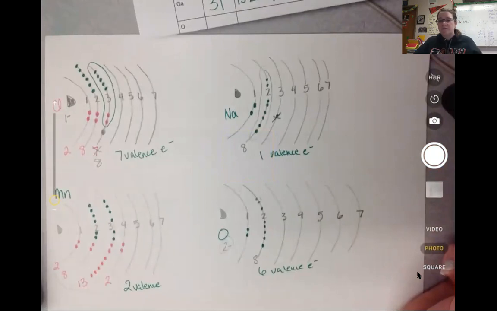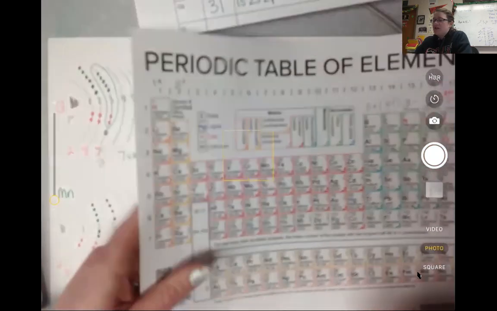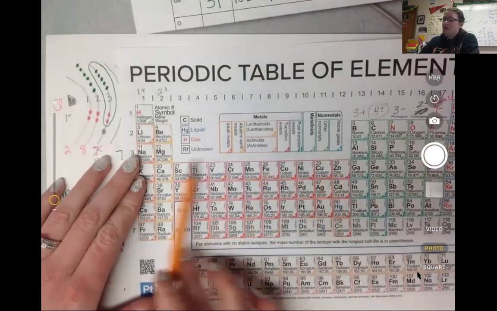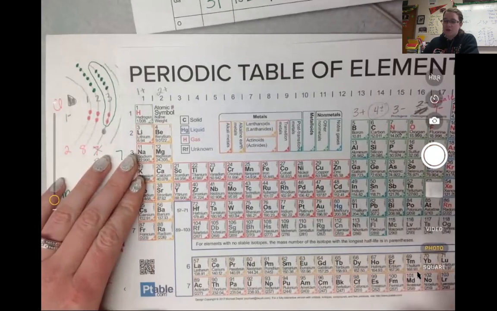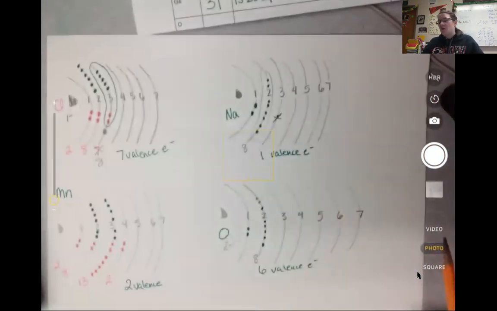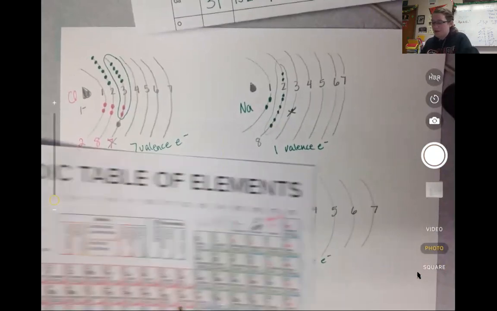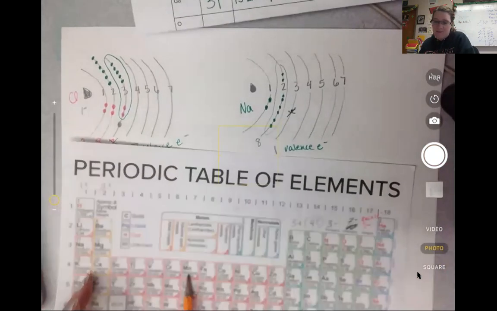And so we have one more situation to look at, which was this middle region here. And so this middle region, again, can form multiple charges. And so one example we did was manganese. Manganese is right up here. And so it's in this block.